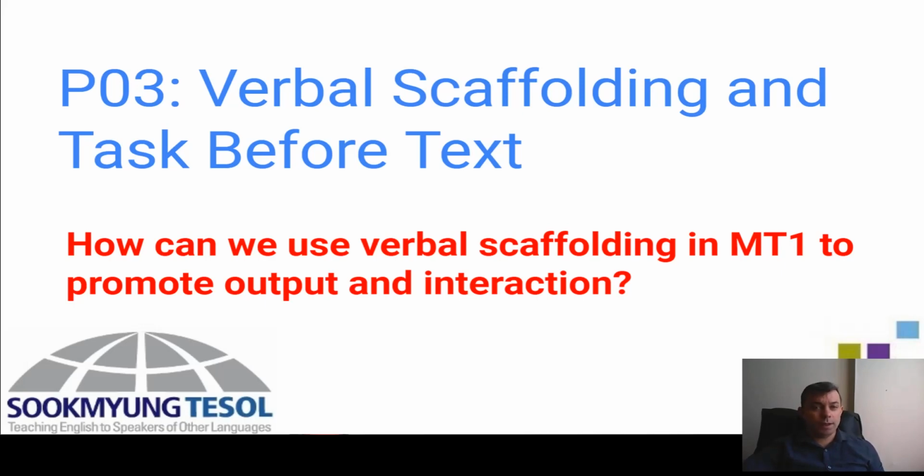Our question of the day today is, how can we use verbal scaffolding in Microteaching 1 to promote output and interaction? Keep in mind that Microteaching 1 is about activating schema, mostly content schema, about what the students already know about the topic. So in order to do that, there will be a lot of interaction on their part as they generate their own ideas.